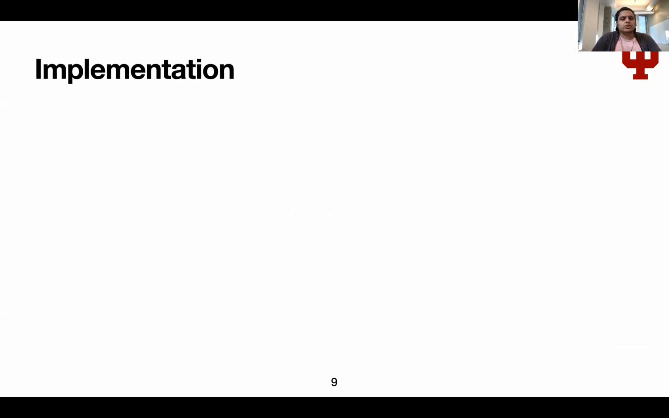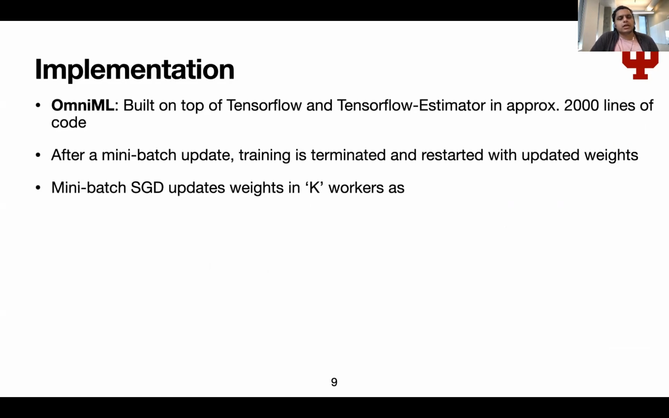The implementation. This controller is implemented as part of our OmniML framework, which is built on TensorFlow, in approximately 2,000 lines of code. After every mini batch update, you kill the training process and restart it with the updated weights. So it's kind of like warm starting training.